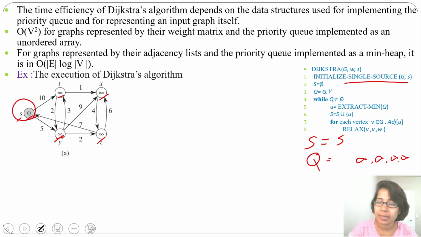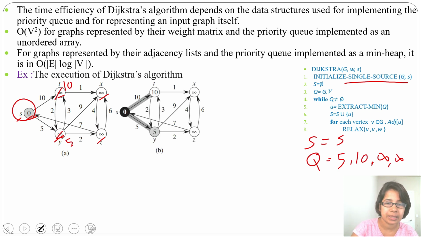Then for each vertex V which is adjacent to U. So now which vertices are adjacent to U? T and Y. Relax T and Y. So the T distance updates to 10 and the Y distance updates to 5. Next, again we run the while loop. While Q is not equal to empty, is Q empty? No. Then U equals extract min.